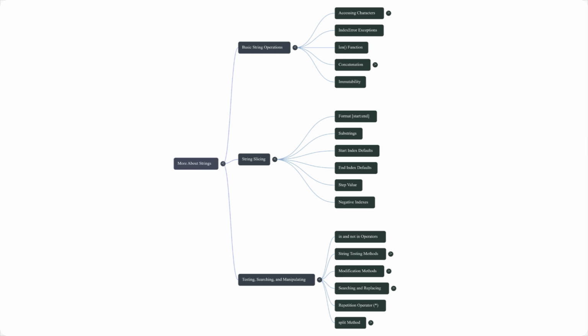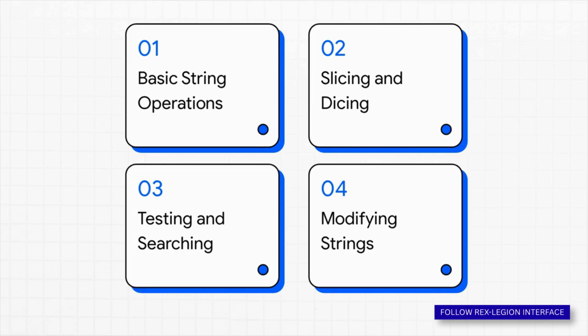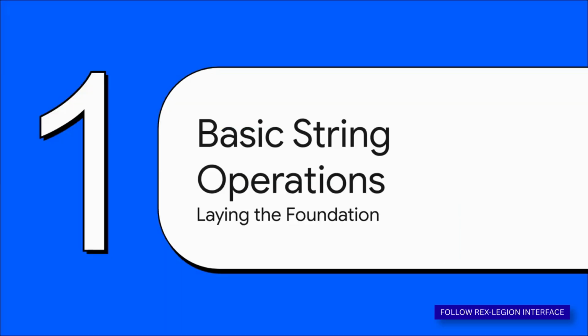So here's our game plan. We're going to start with basic Python string operations, then move on to slicing and dicing strings. After that, we'll look at testing and searching text, and we'll wrap the whole thing up with modifying and splitting strings. All right, part one, basic Python string operations. This is all about laying the foundation.